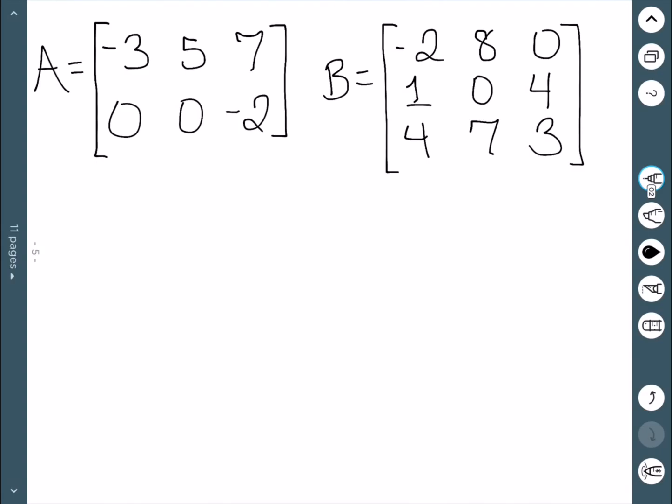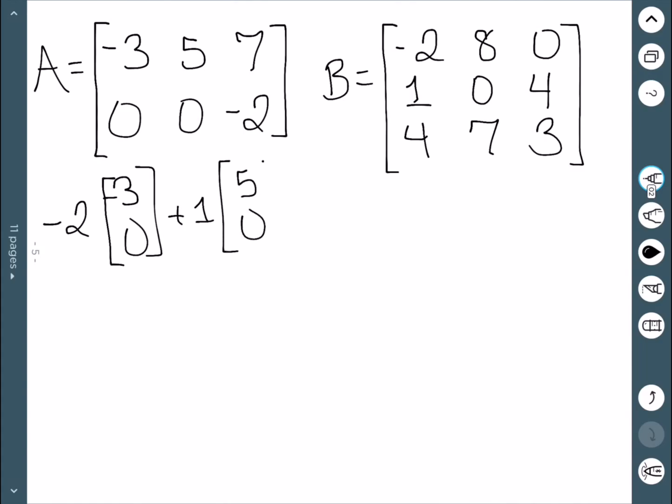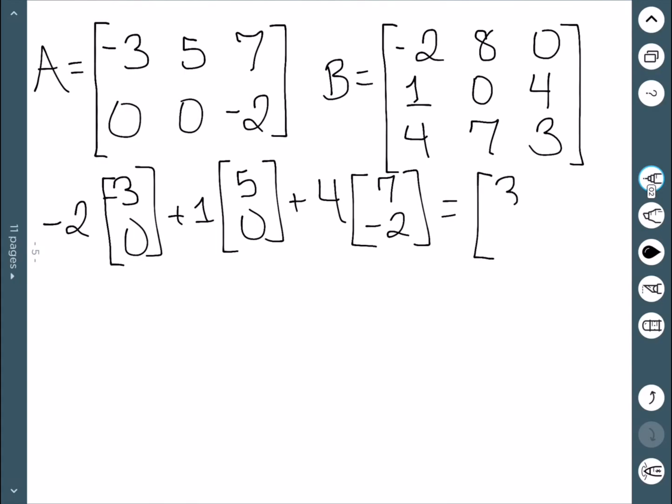Let's multiply here. The first thing we need to do is A times the first column of B. So I would have -2 times column 1 of A plus 1 times column 2 plus 4 times column 3. When we work this out, the first entry, I have 6 plus 5 plus 28, which would be 39. For the second entry, I have 0 plus 0 minus 8.